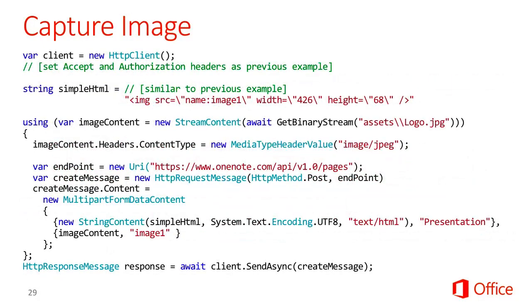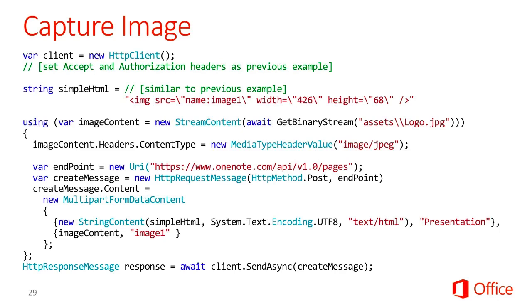What about capturing an image? Well, I'm going to have the same kind of authorization headers set up, but this one I'm going to create an HTML fragment for an image that lives somewhere. In this case, the content that I'm going to be submitting is an actual image. So you see here that for my media, I'm creating a media type header value of image/JPEG.